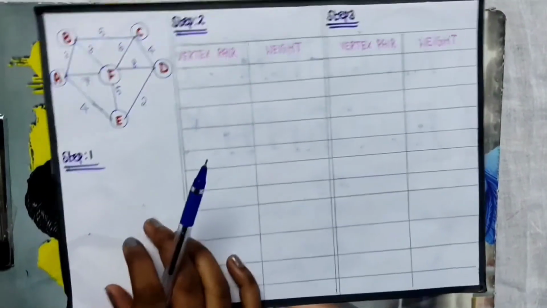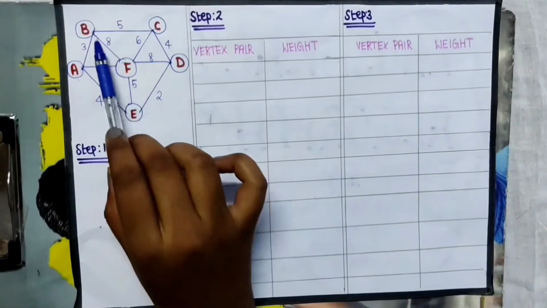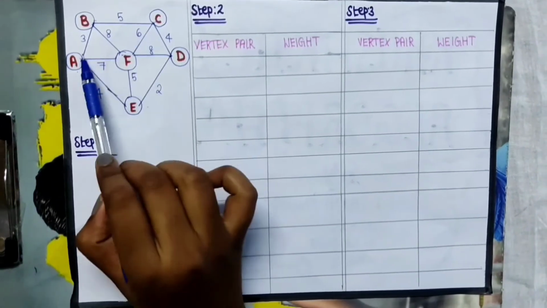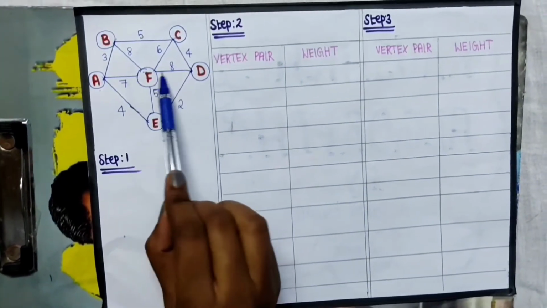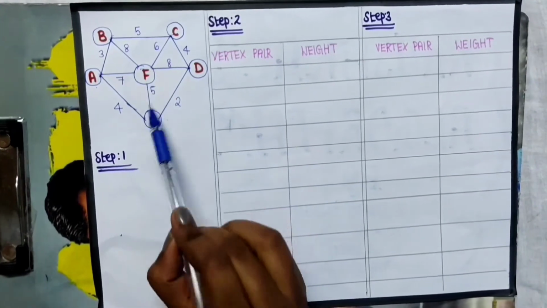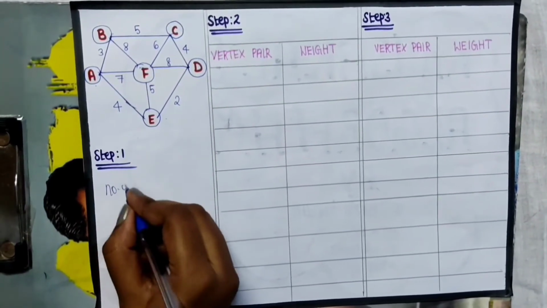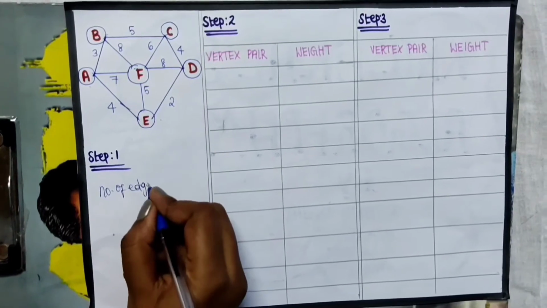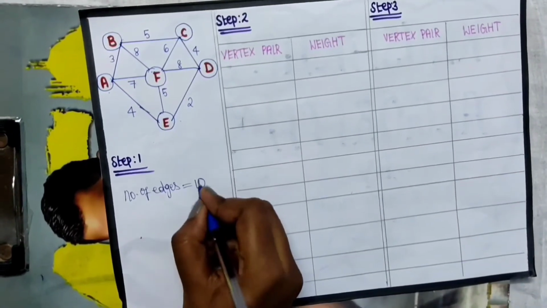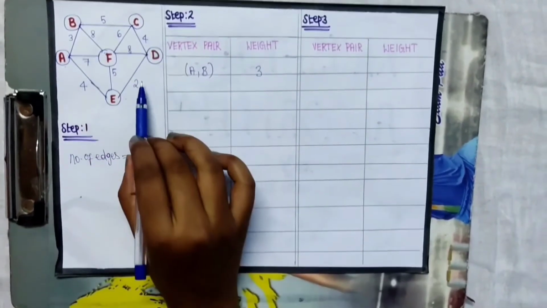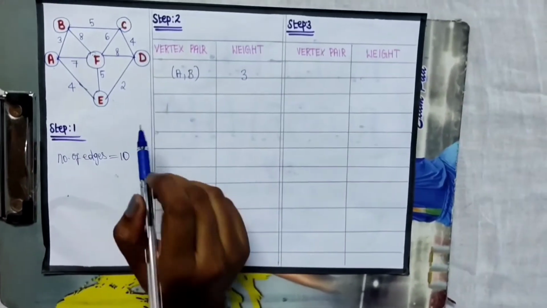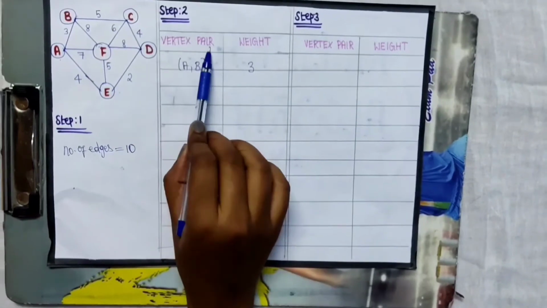Here step 1 is to count how many edges are in this graph. For example, 1, 2, 3, 4, 5, 6, 7, 8, 9, 10. So, the number of edges in this graph is equal to 10. Step 2 is to write all the edges as vertex pairs along with their weights. So, make a tabular column: vertex pair and weight.